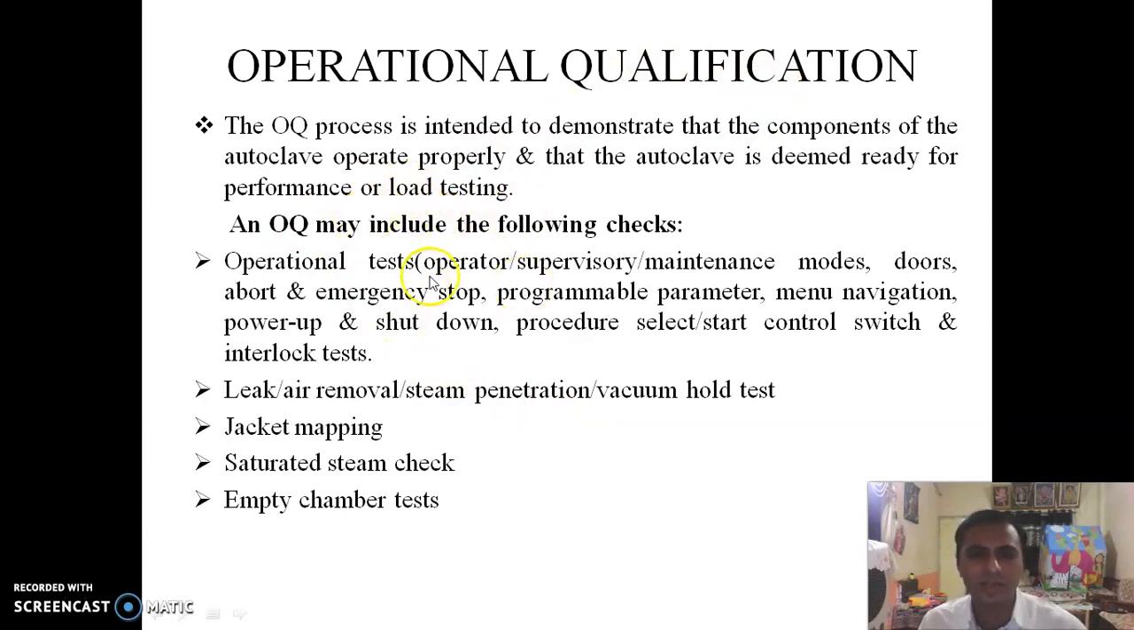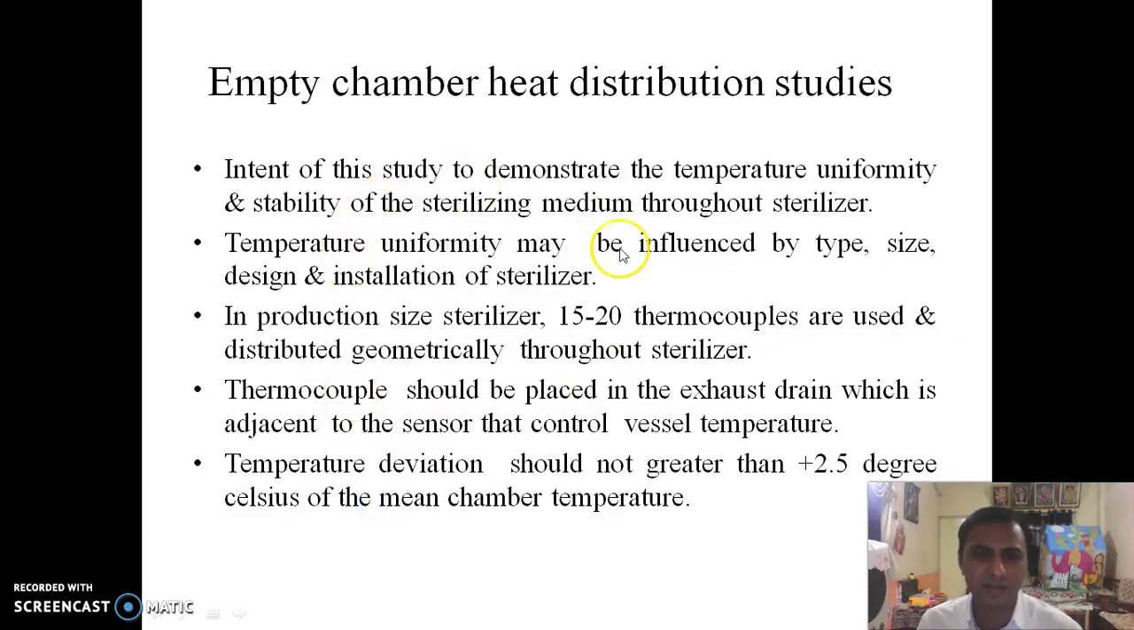Let's have a look at what testing is given. Basically, it checks whether the equipment operates normally and within the limits or not. It is intended to demonstrate that the components of the autoclave operate properly and that the autoclave is deemed ready for performance or load testing. That includes the following checks: leakage, jacket mapping, saturated steam test, and so on.